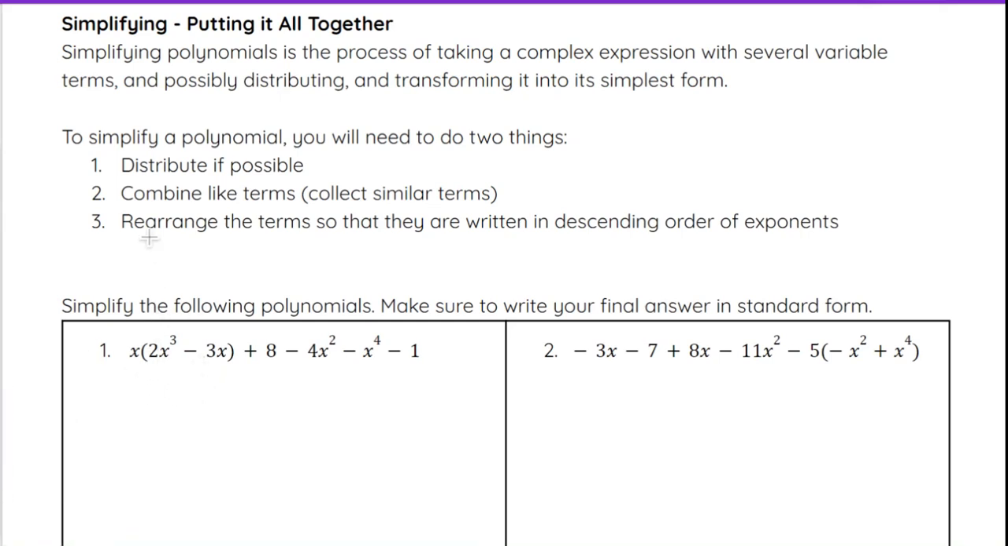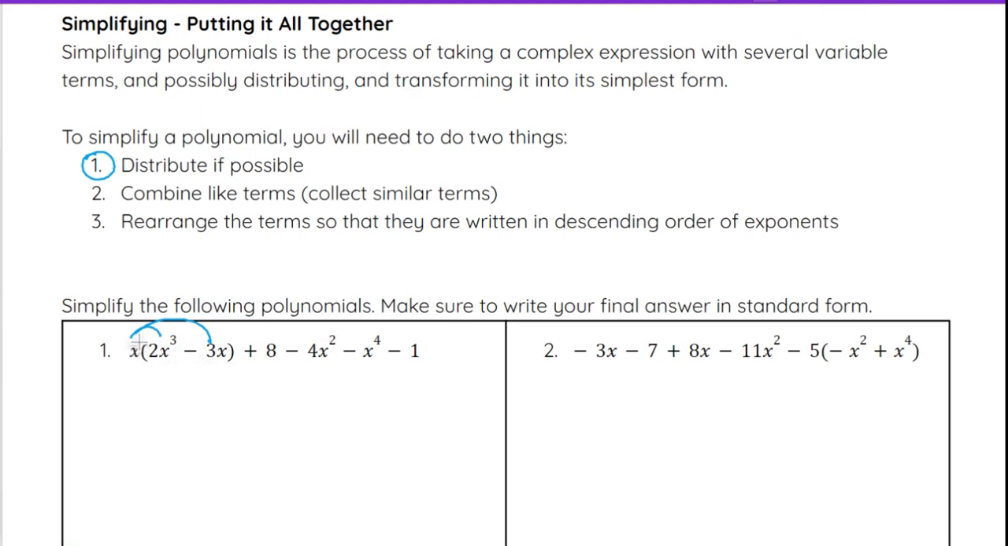Like I said, we are always going to start by distributing if possible. So we want to go ahead and look at this, and we see this x in front here, and we can distribute it to everything in the parentheses, every term in the parentheses. Notice it is not going to continue on to the 8 and the negative 4x squared and all of that, just to what's in the parentheses.